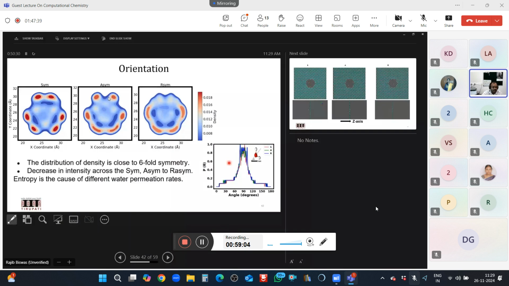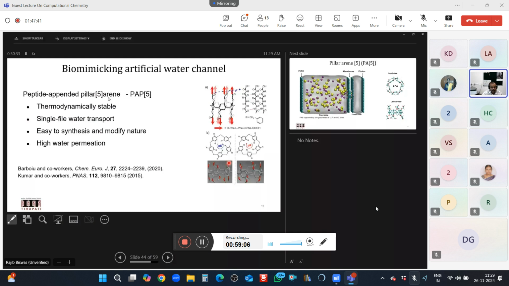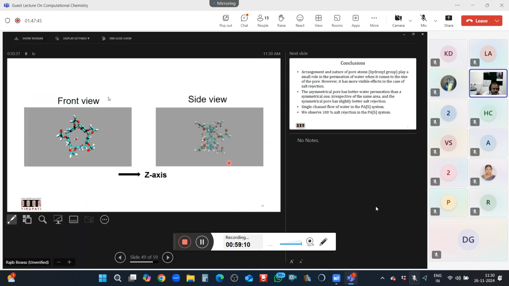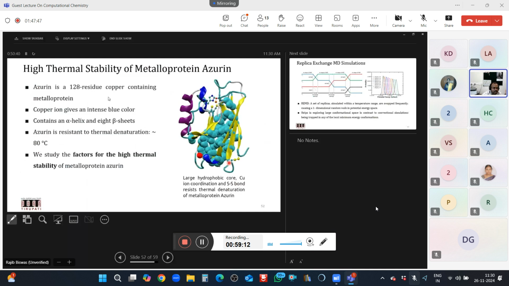So having said that, I will just conclude with one more example. So this is another example which I don't want to talk about. Yeah, so that is this one. Which is the protein, metalloprotein. We are working on this metalloprotein.